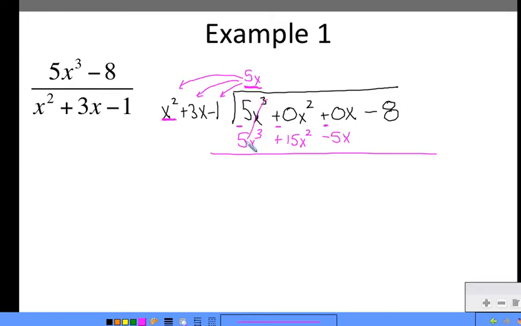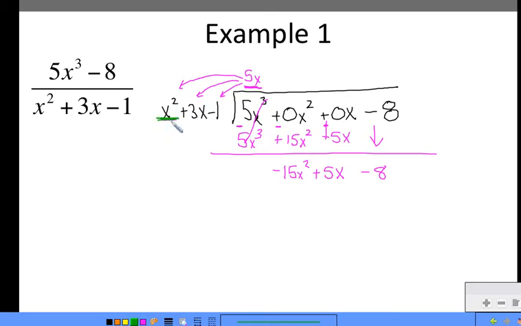5x cubed minus 5x cubed is 0. 0x squared minus 15x squared, so we have negative 15x squared. 0 minus negative 5, well, that's plus, so we have plus 5x. And then we can bring down that negative 8.